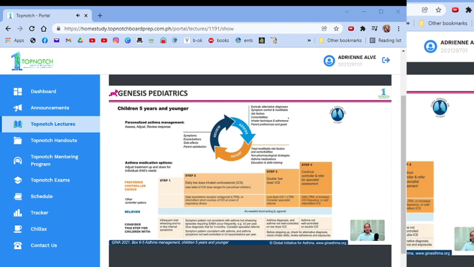Baka naman mali yung paggamit ng inhaler, okay? So you have to assess all of these and then adjust your management. Treat your risk factors and comorbidities, non-pharmacological strategies, asthma medications, and very important, education.